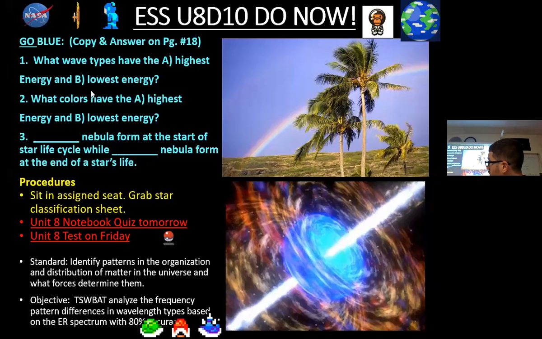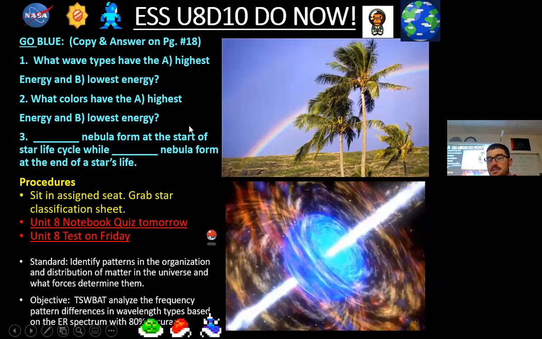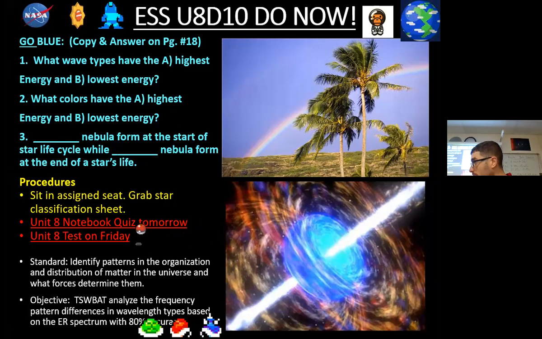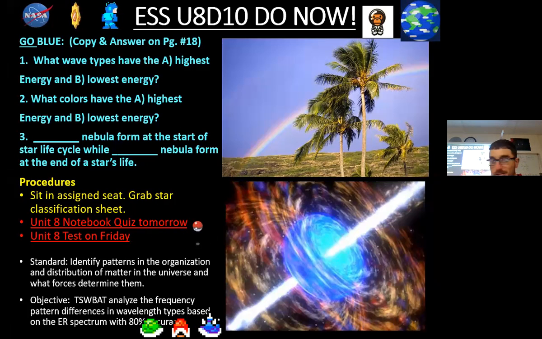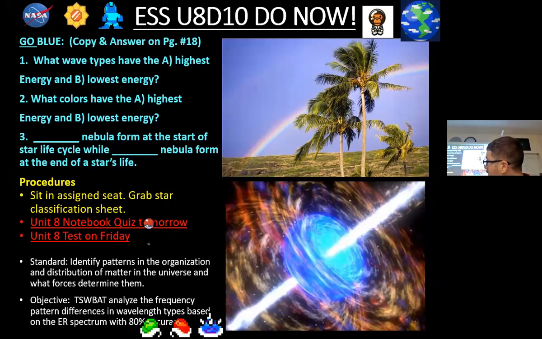All right. By the way, this is probably going to be our last full lesson of the year, so exciting news there. Starting like the next 2 days, we will have really brief mini lessons. Number one, this is on page 18, everybody. What wave types have the A highest energy and B lowest energy? Number two, what colors have the A highest energy and B lowest energy? And number three, blank nebula form at the start of the star life cycle, while blank nebula form at the end of a star's life.